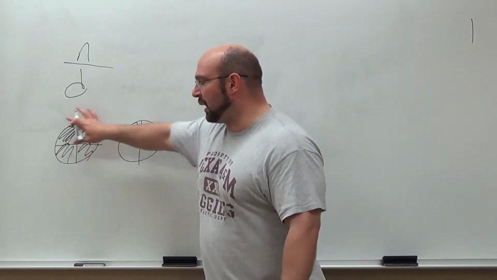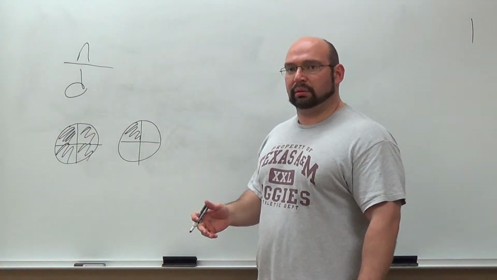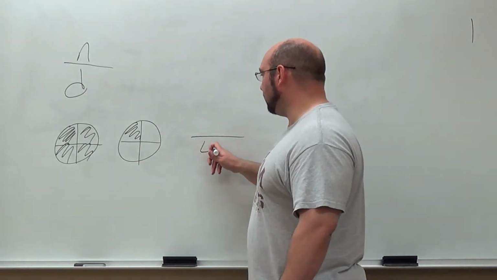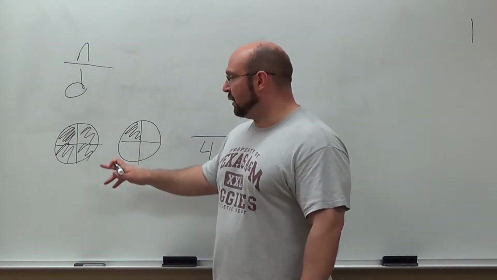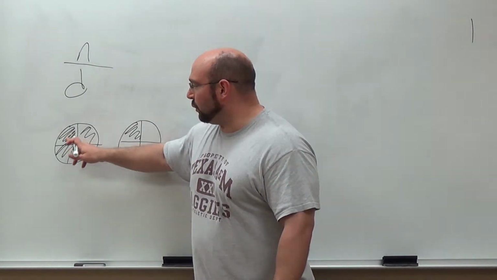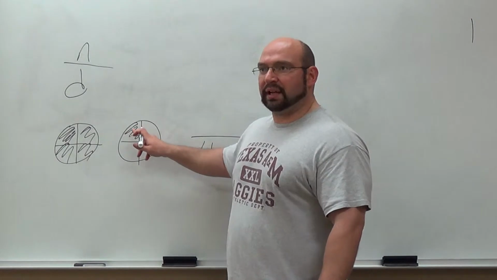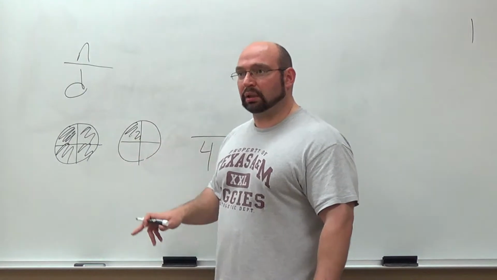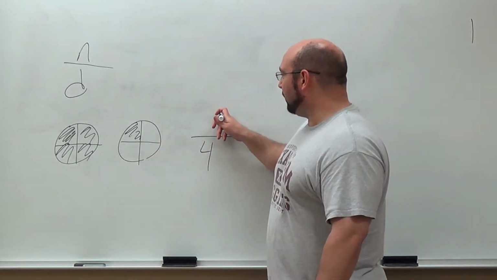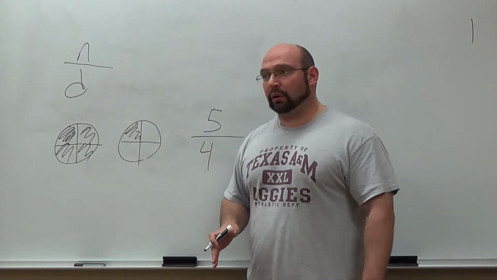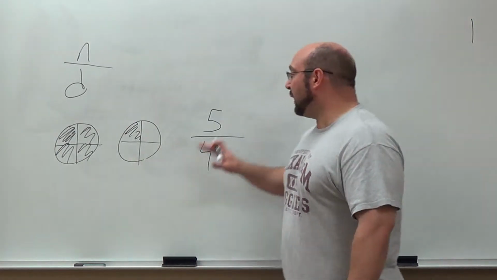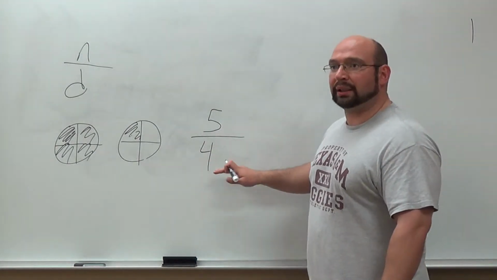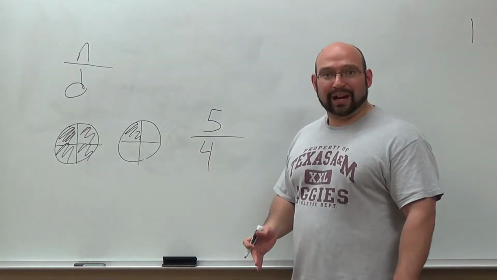So we know to get a full pie, how many do we need? 4 slices. But it turns out that we have 1, 2, 3, 4, 5 slices left on the table. Because AJ ate these 3, so they're all gone. So here we go. We have 5 out of 4. Now what does that mean? If we write it this way, where our numerator is bigger than our denominator, we have what's called an improper fraction.